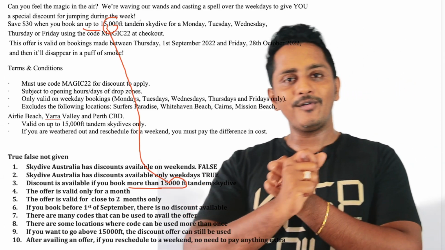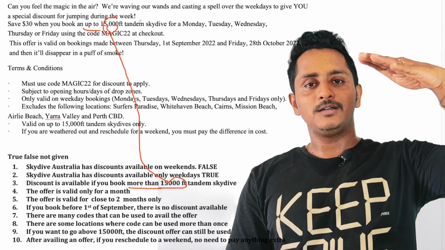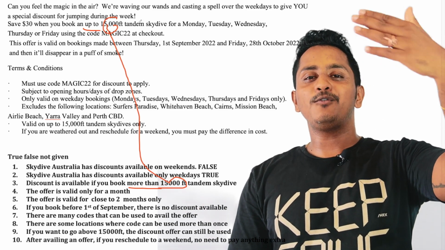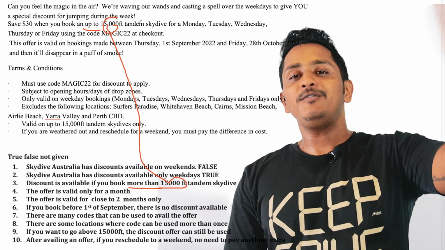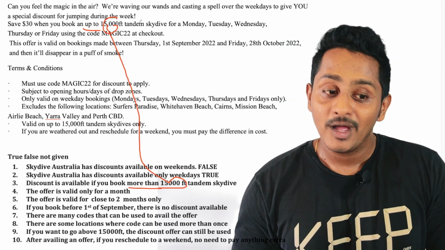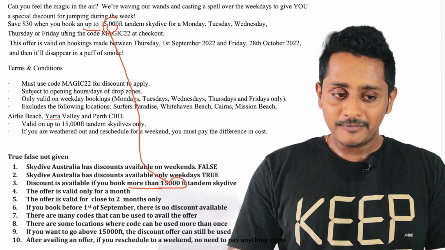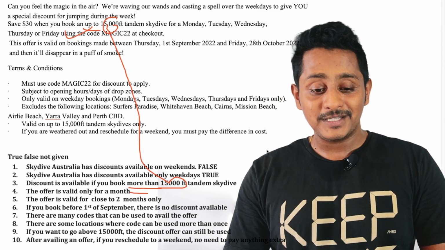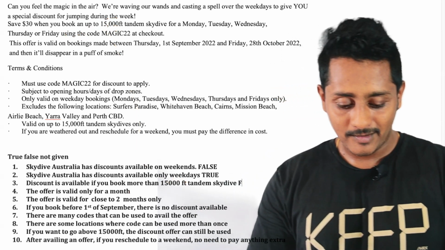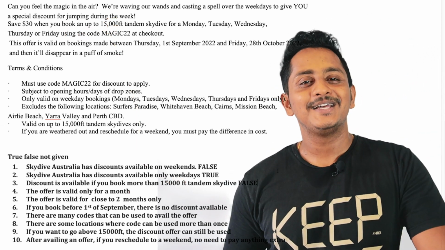The keyword is exactly contradicting. Up to 15,000: 10,000, 11,000, 12, 13, 14, 14.99 available, 15 available, but above 15 discount is not available. That is what the paragraph is trying to say, but here it is exactly contradicting because it says more than 15,000. So this is going to be contradicting, it is false. Hope you are getting it.